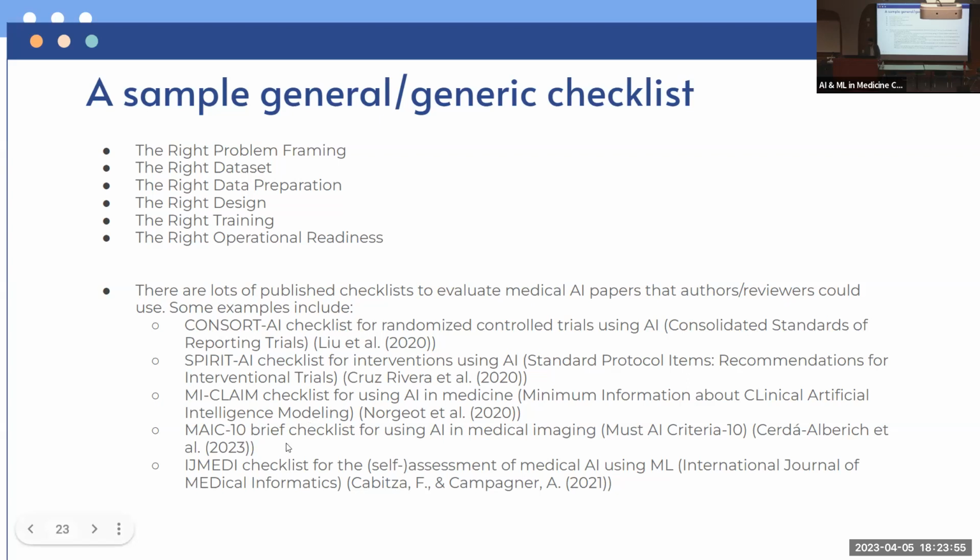MAKE-10 is the one I was talking about. It's a brief checklist, but this is specifically built for medical imaging. It's only 10 criteria, so essentially 10 must-have criteria for medical AI papers. And then the one that I'm going to focus a little bit more on today is IJMEDI, the International Journal of Medical Informatics. They have a checklist for self-assessment and also assessment of medical AI papers by reviewers as well.